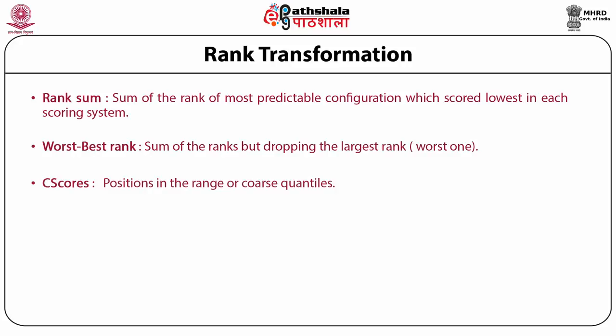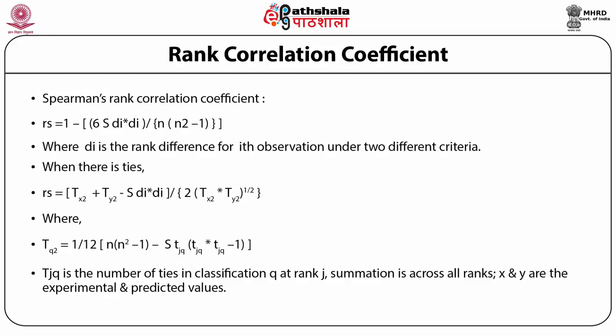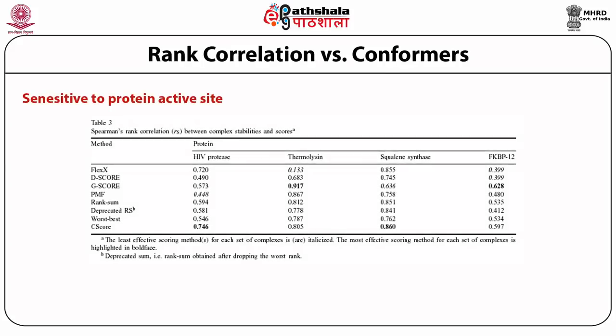Now, we can do this C-scoring for both of those positions, and in the whole quantiles also we can do it. Actually, we can even calculate the rank correlation coefficient given by these values. Here we show, using all these functions and the C-scores, how sensitive it is to the protein active site and other nature. What we noticed, if we look at the table shown here, you would notice the bold ones are the best ones for which scoring has been done.